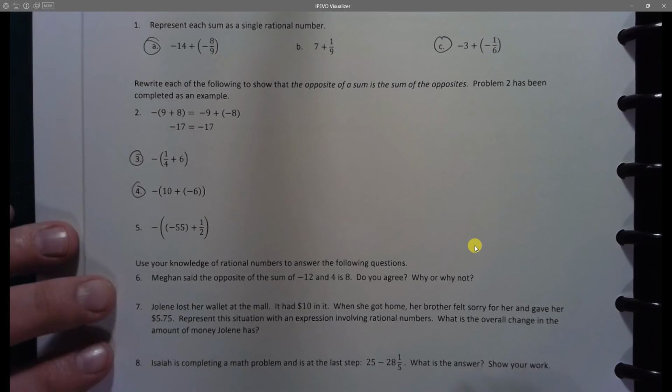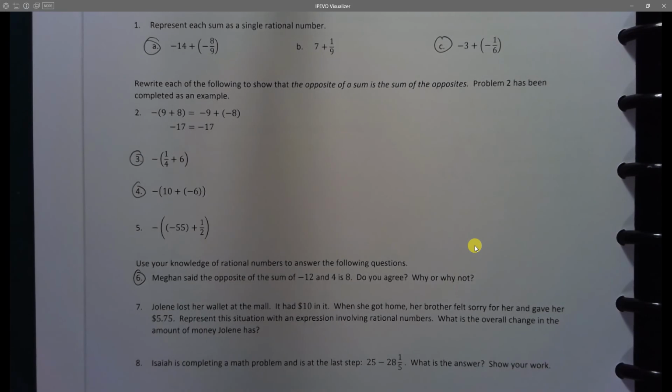And then I want you to do number 6. Okay. Just a couple quick problems. All right. That's from lesson 8. So let's move on to lesson 9.